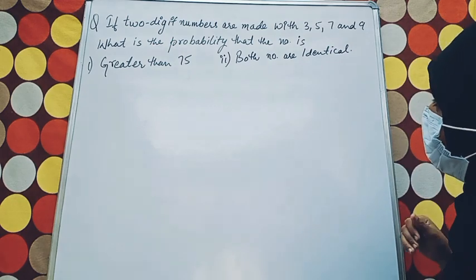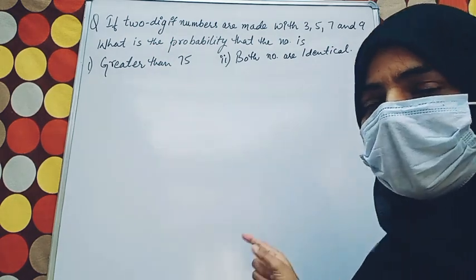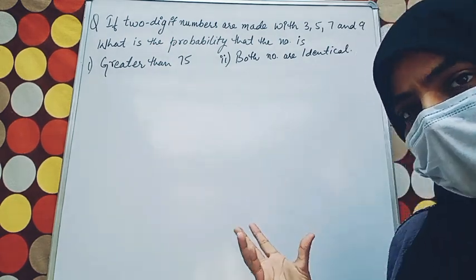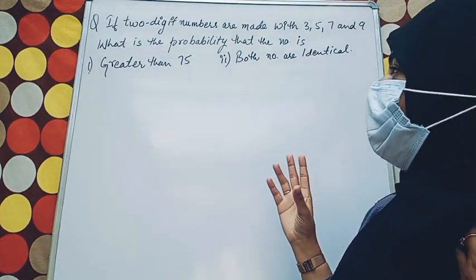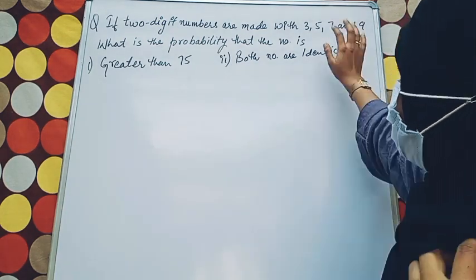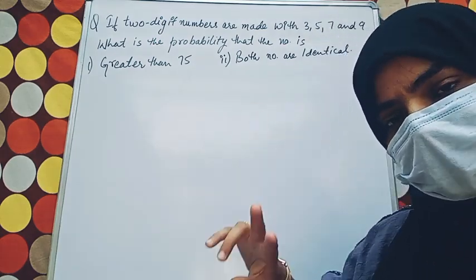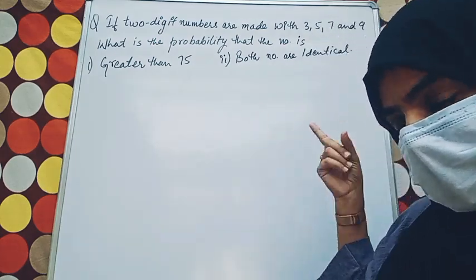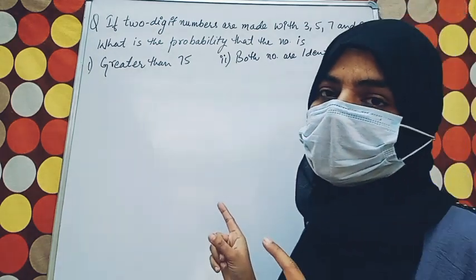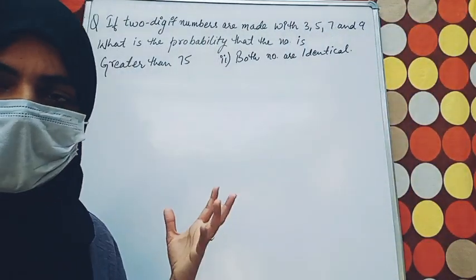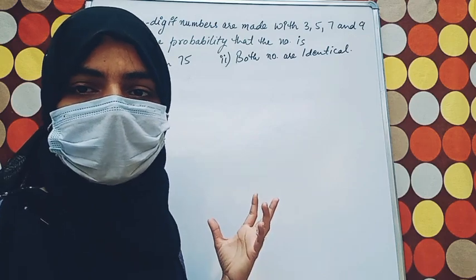And the second part says both digits are identical. First, what we will do? First, we will form 2-digit numbers with the help of these 4 digits. First, we will form 2-digit numbers with these given numbers. So first, let's find out the total number of outcomes. Okay, first we will find out that.